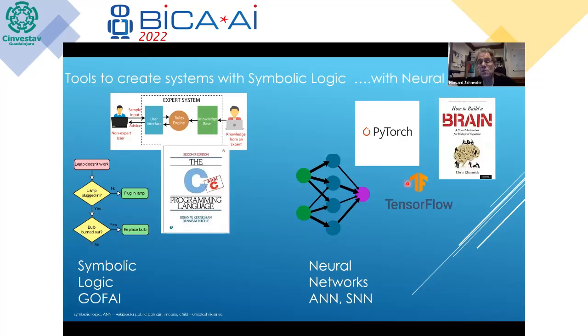There are good frameworks: PyTorch, TensorFlow, and Chris Eliasmith's work on spiking neural networks. However, these don't really apply well to navigation map-based architecture. It really is different. The navigation map-based architecture is neurosymbolic. There are symbolic elements and connectionist elements in there.